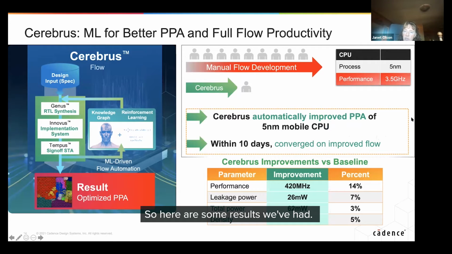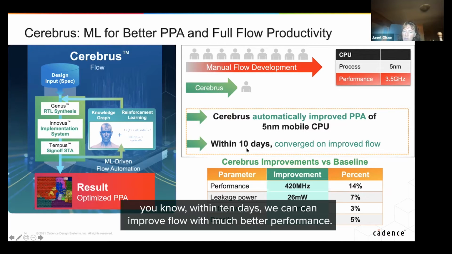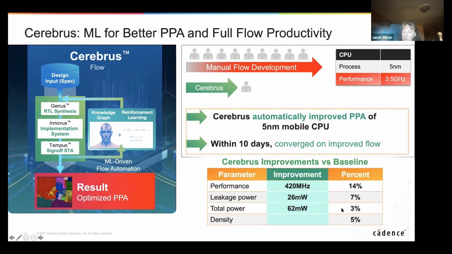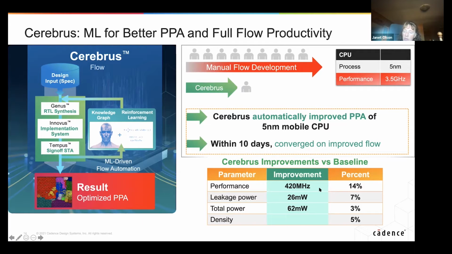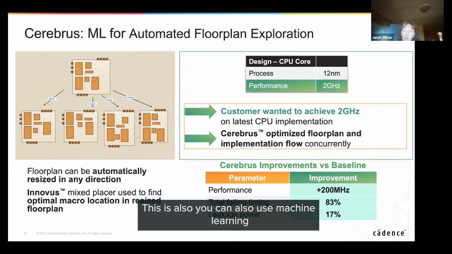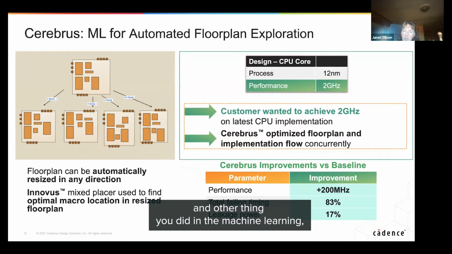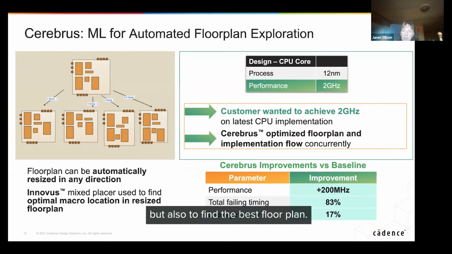Here are some results we've had, overall manual effort. And you can see, within 10 days, we can get an improved flow with much better performance. Some people are more concerned about timing, and power is also a key metric right now. You can also use machine learning for this. Another thing you can do with machine learning is not just looking for the best performance and power, but also finding the best floor plan.